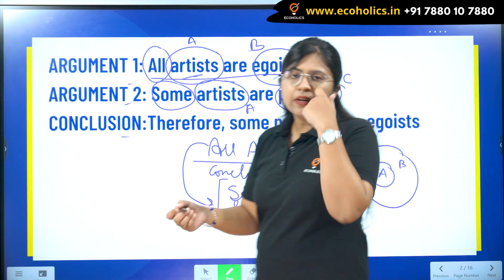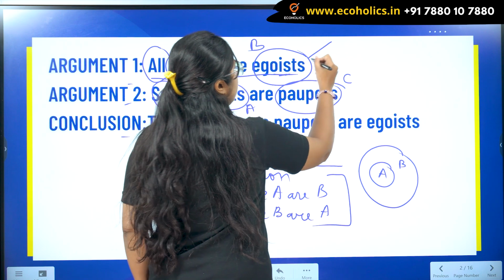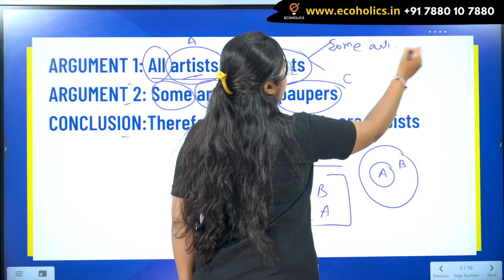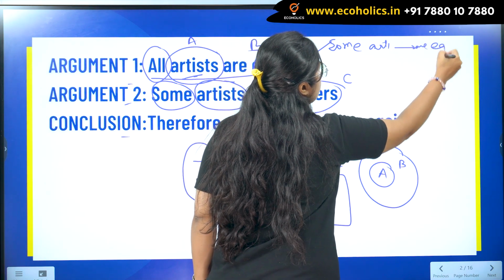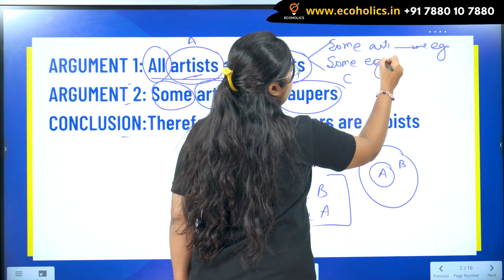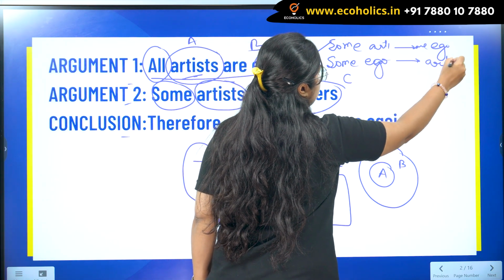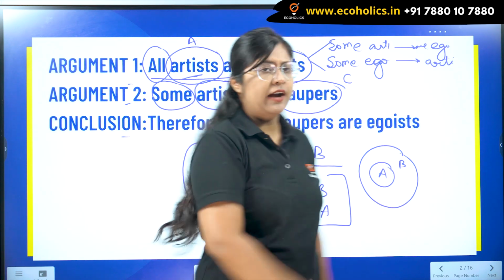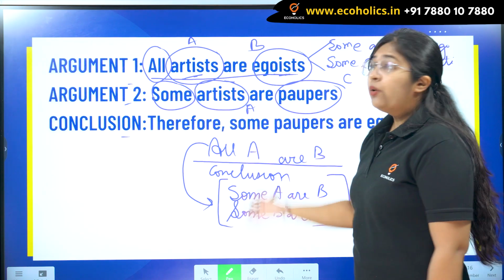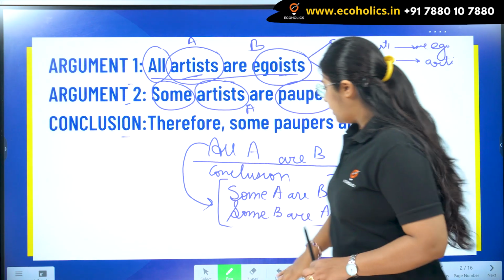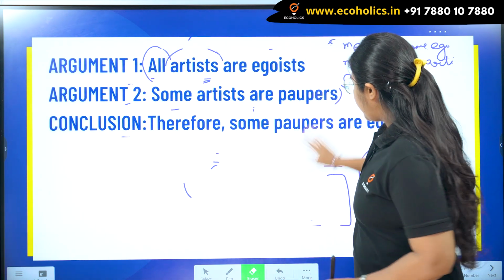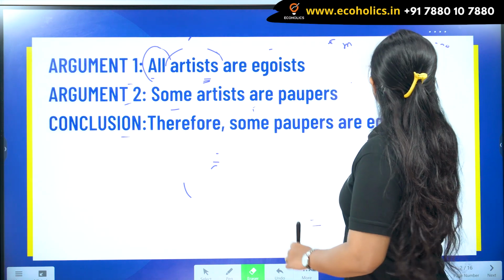Okay, and here we have two particular affirmative conclusions from the first statement. So simply what you can conclude over here is that some artists are egoists and some egoists are artists. Okay, I've just written it in shorthand so that you understand the conclusion of the first statement. Now let's move over to the second statement. I'll erase this and then let's see how the second statement will be shown.